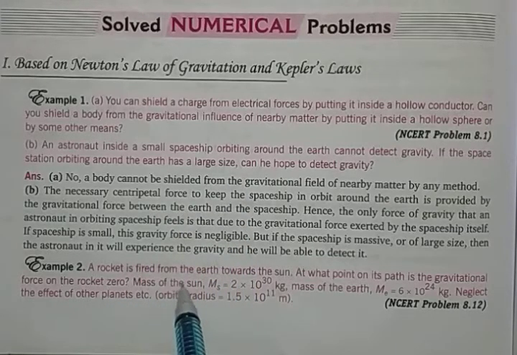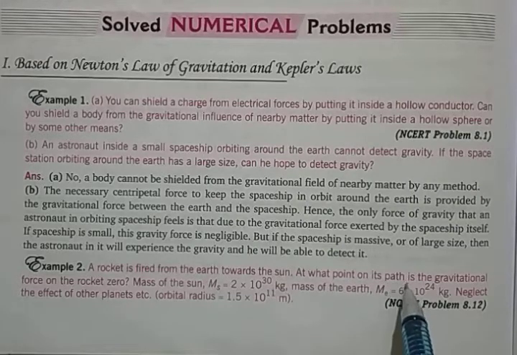A rocket is fired from the earth towards the sun. Now look at this one. You are firing a rocket from the earth towards the sun. It is going towards the sun. At what point on its path is the gravitational force on the rocket zero? That's what the question is. Now the rest is all constants. The values are given: mass of the sun, mass of the earth, and neglect the effect of other planets, etc. The orbital radius is given there. So it is just a one line question.